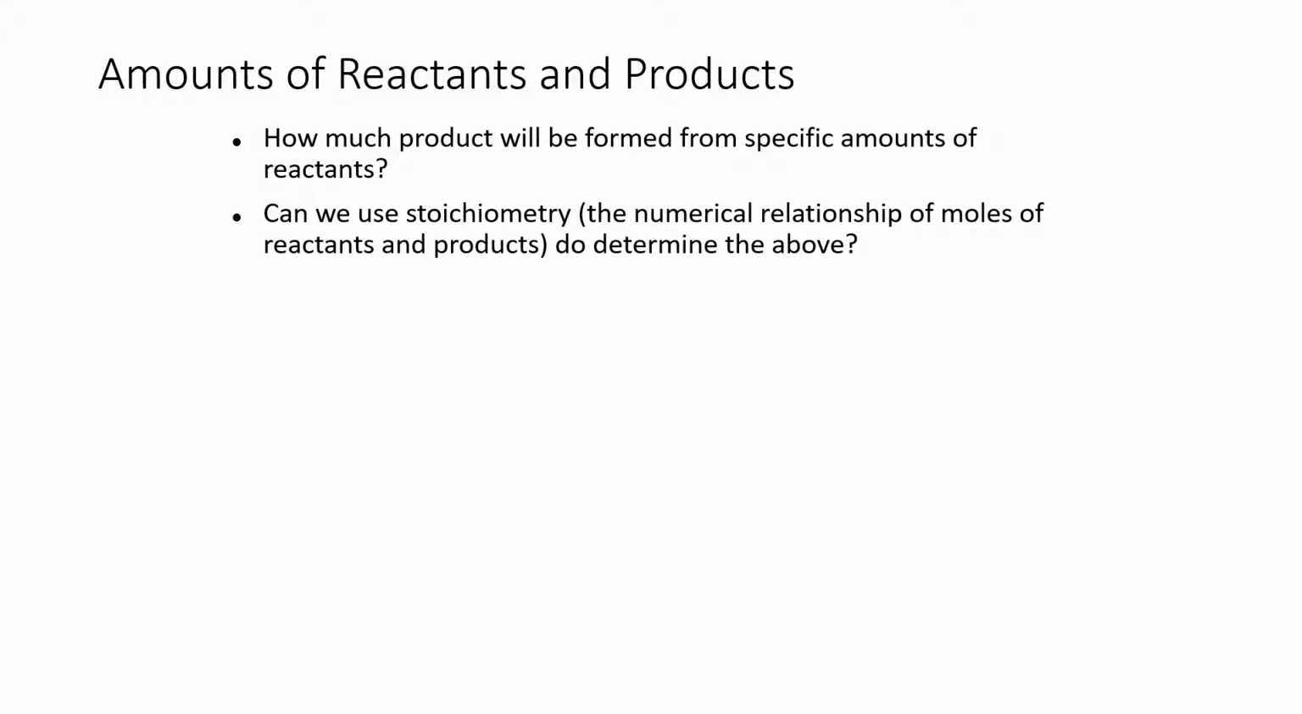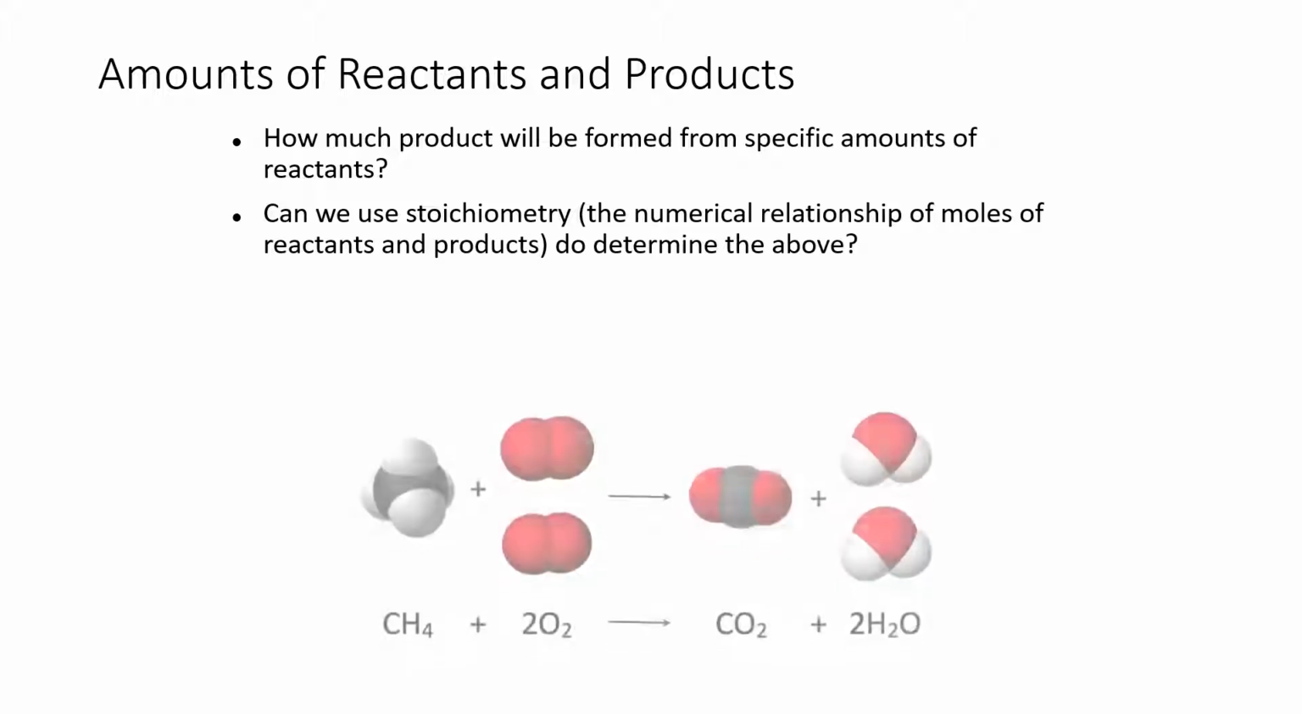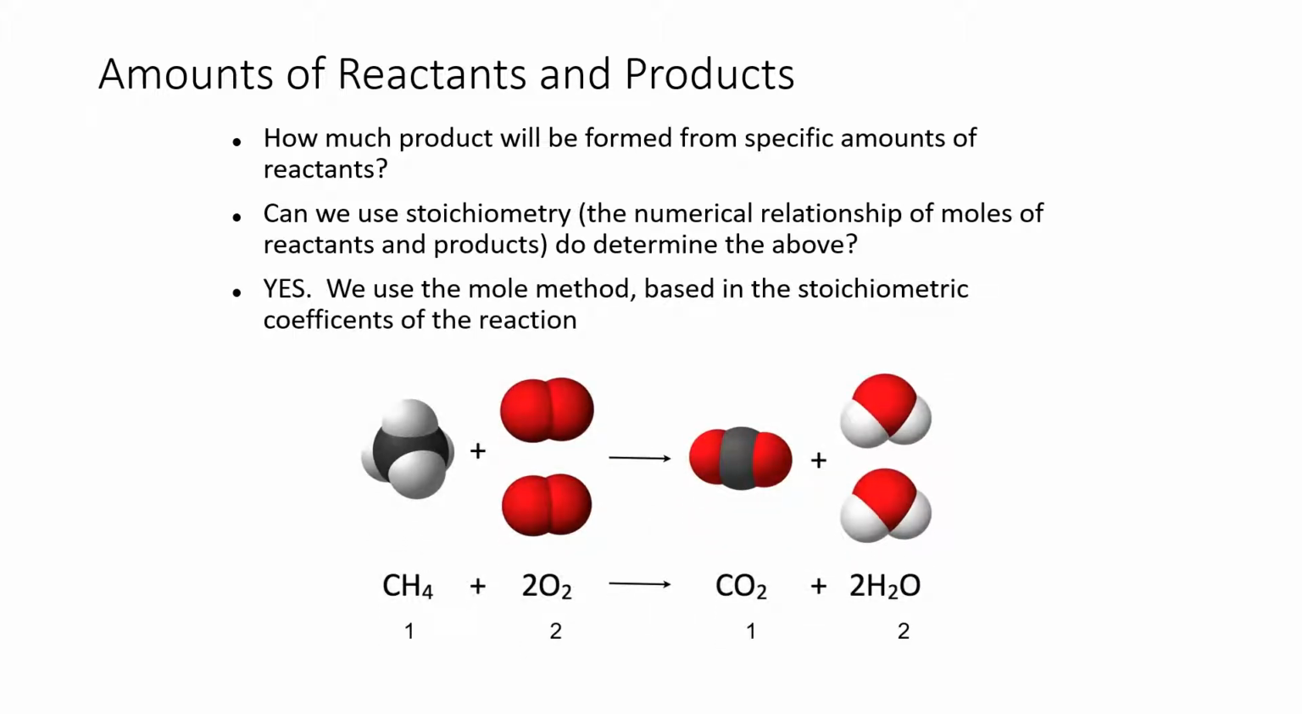The driving question of stoichiometry, and the reason we want to know these mole ratios, is chemists are generally interested in how much product can be formed from specific amounts of reactants. And we can use this stoichiometry, this numerical relationship, to determine the above. At least that's our question. Can we do it? Yes, absolutely. We can use this mole method, these mole ratios based in the stoichiometric coefficients, and we can come up with ratios that will allow us to figure out how much of a particular product we will get when we put in a certain amount of a given reactant.